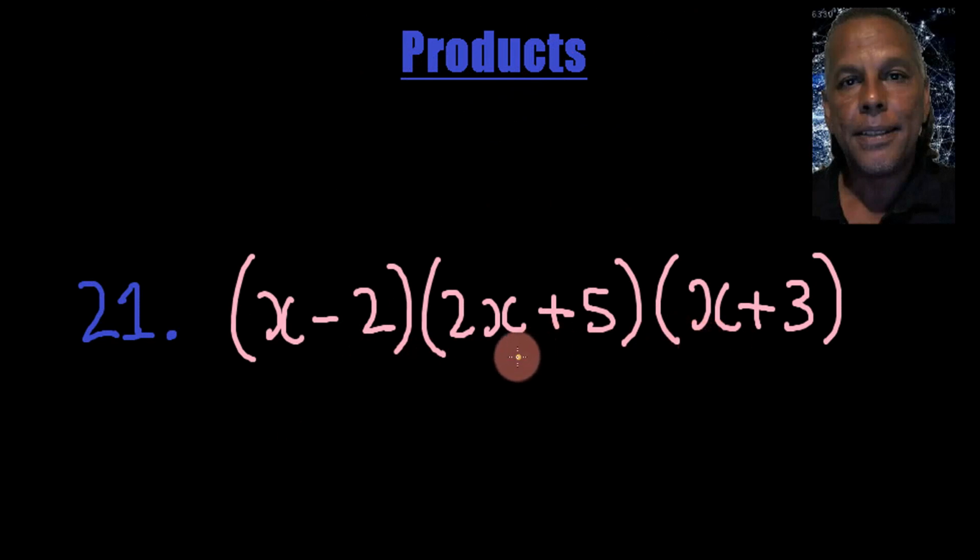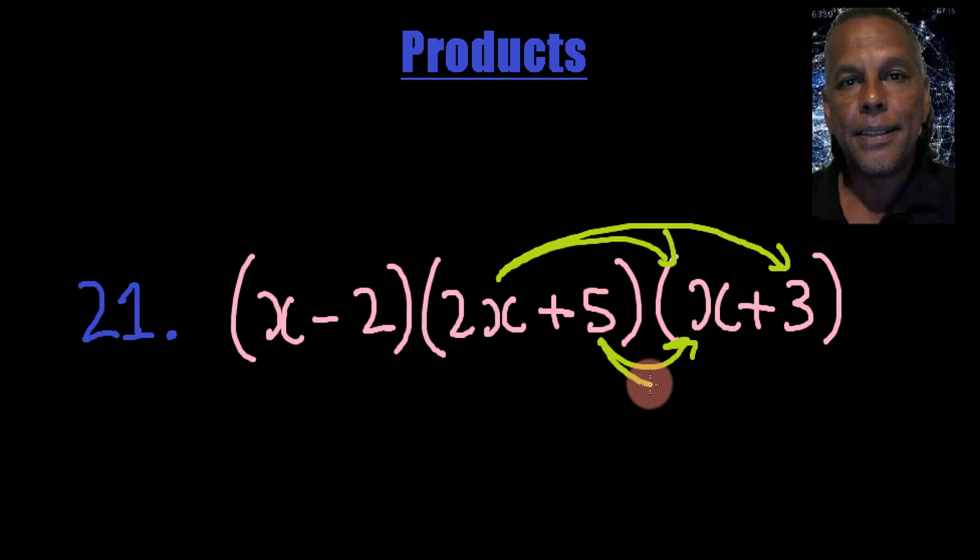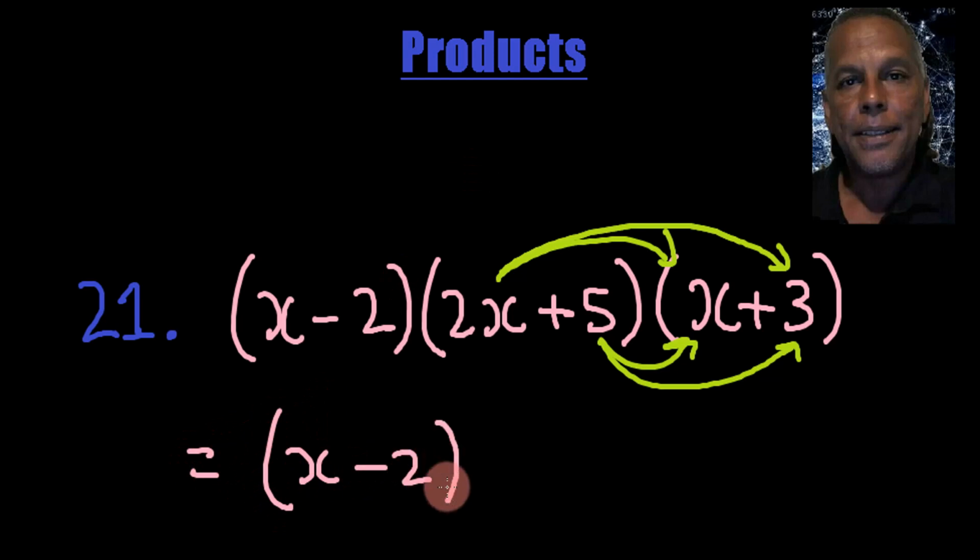So here we have to multiply out 3 brackets. It's always better to multiply out the last 2 brackets using this pattern. So we're going to keep the x minus 2. So the first set of brackets we're going to keep for now.